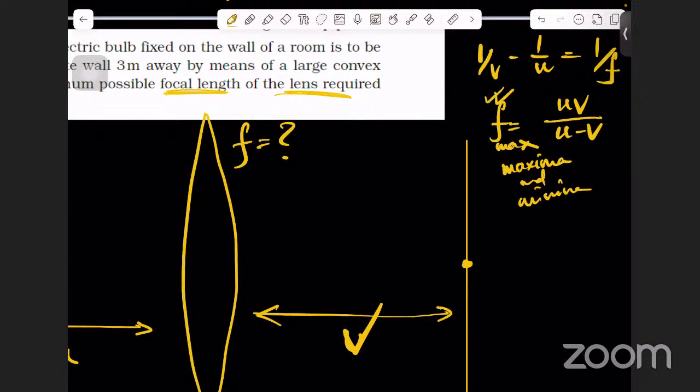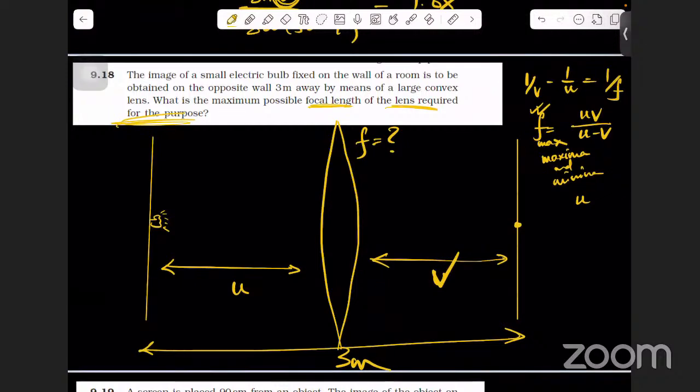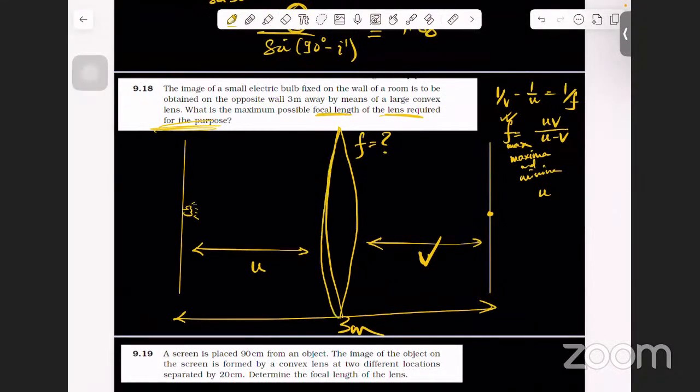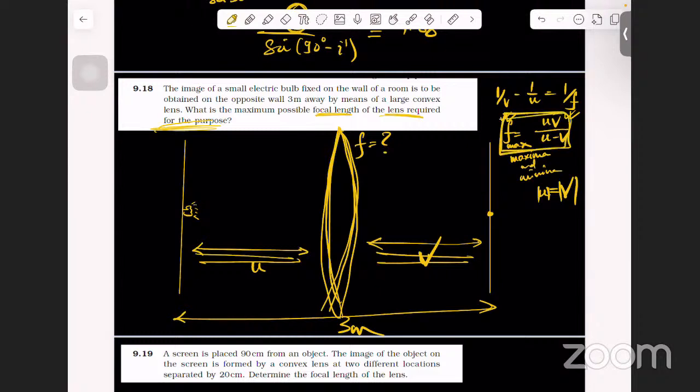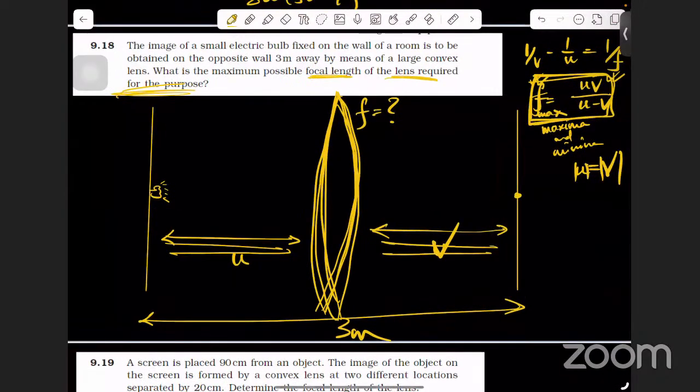For maxima, this F should actually have U equal to V magnitude wise. We learned in mathematics, for maxima you take the derivative of this equation. This U and V should be equal, then only this equation will give you the maximum value. And we need only that, the F max. So if this U and V are the same, the object distance and image distance are the same.